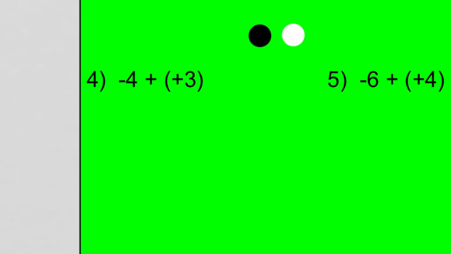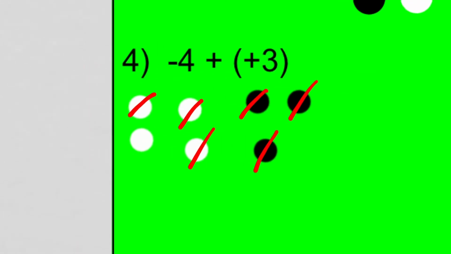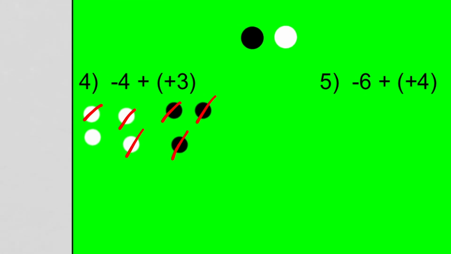So this is negative 4 combined with positive 3. So let's model this out. 4 negatives would be 4 unshaded circles. And 3 positives would be 3 shaded circles. And then if I was to identify my 0 pairs, I have 3 0 pairs that will cancel and make 0. There's a 0 pair, there's a 0 pair, there's a 0 pair. And now I'm left with a lonely little unshaded circle, which we would call negative 1.